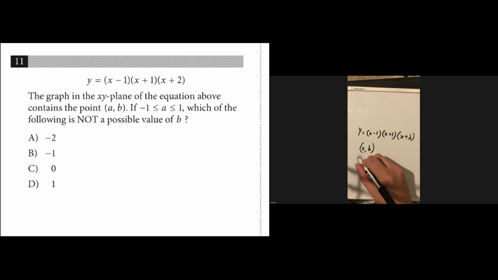So a can be 1 comma b or -1 comma b. It can be 0.1 comma b or whatever. A can be anything from -1 to 1. It can be anywhere from -1 to 1. Which of the following is not a possible value for b?